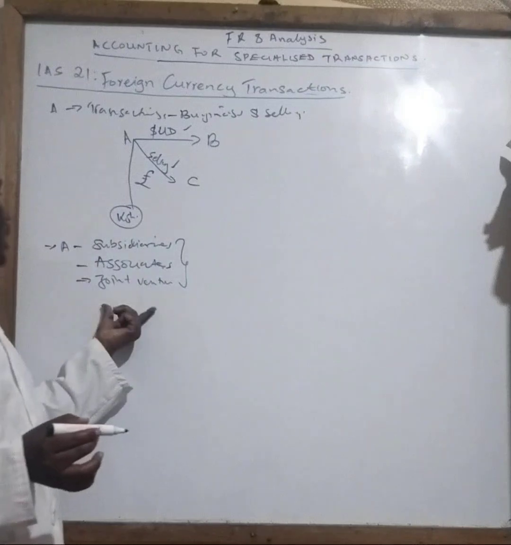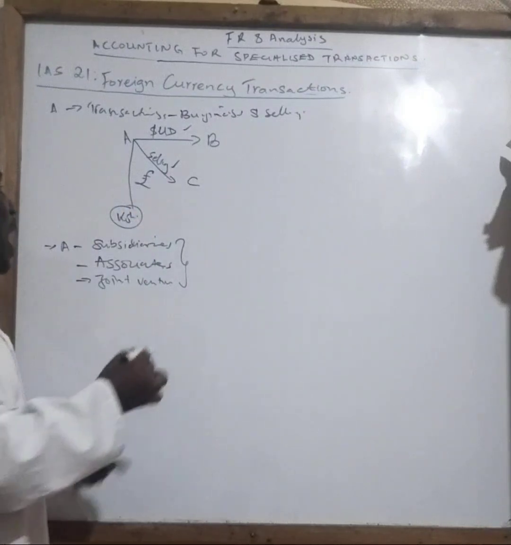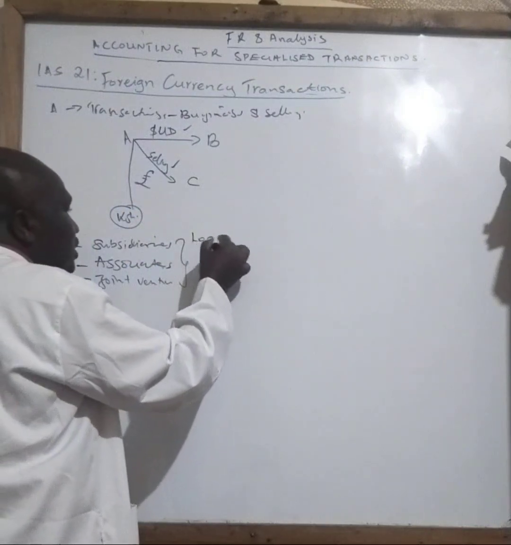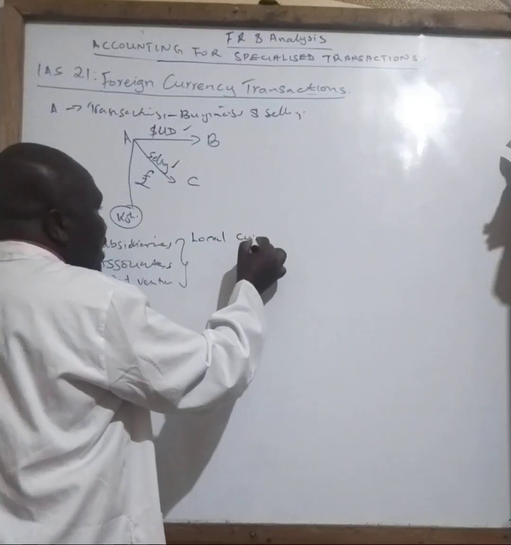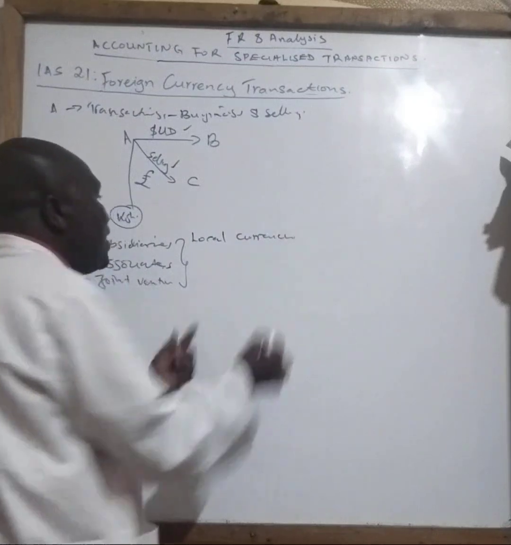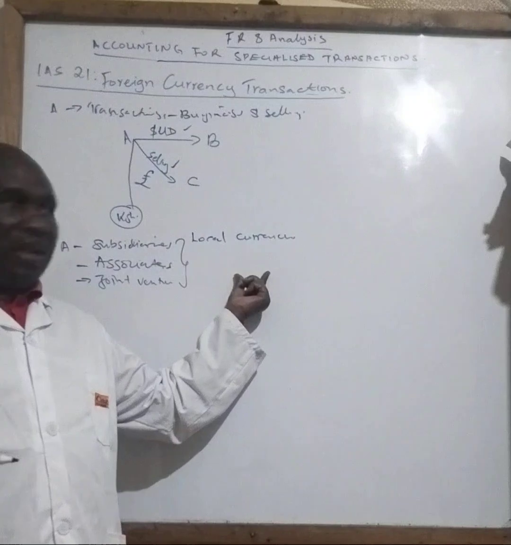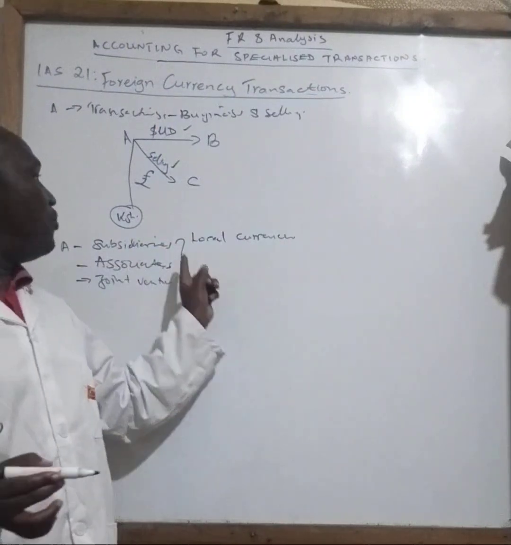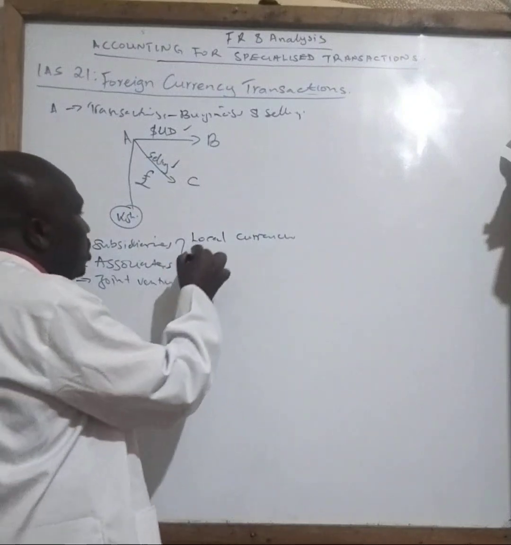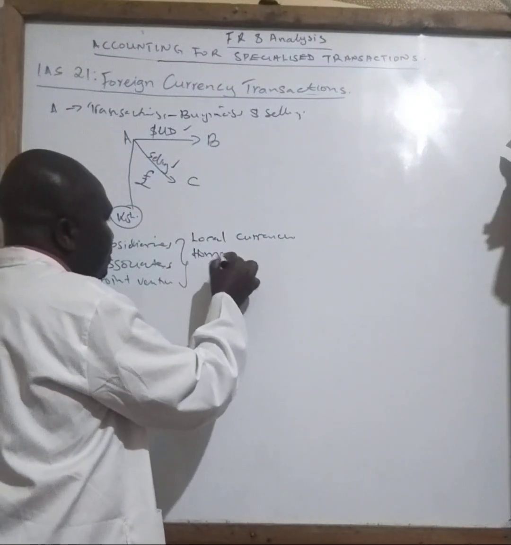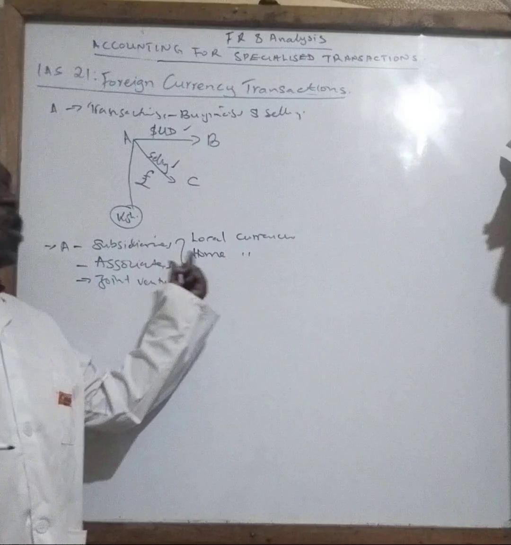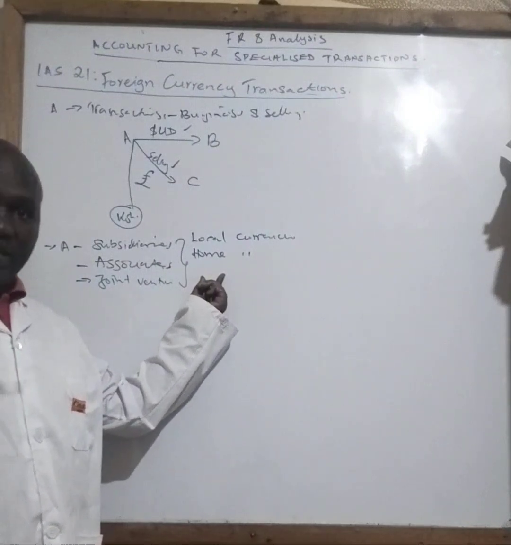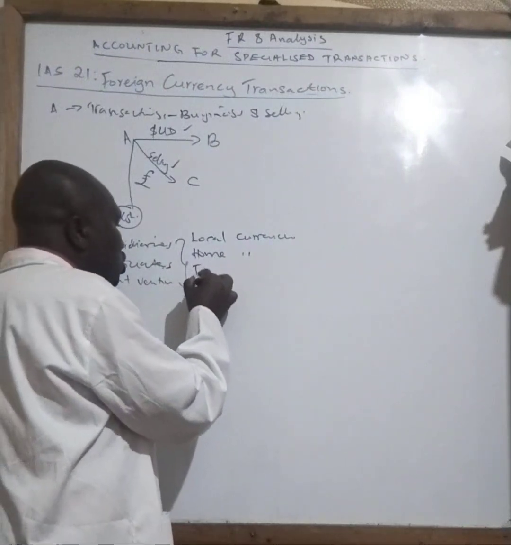Correct? These are companies that are operating in foreign countries. So these companies operating in foreign countries are using local currencies. That is to say, it is not Kenyan currency, but the local currency in which it's operating. Another name for local currency is home currency. Another word for home currency, which we are now going to discuss, is what they call functional currency.